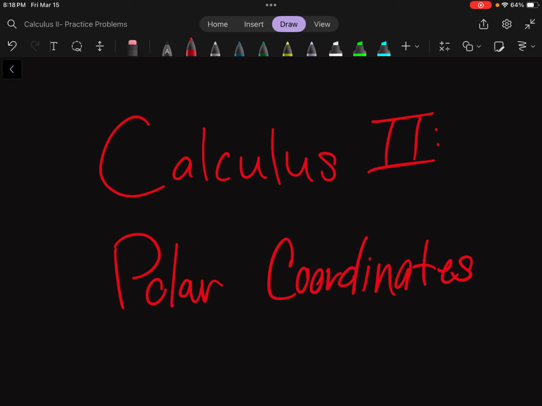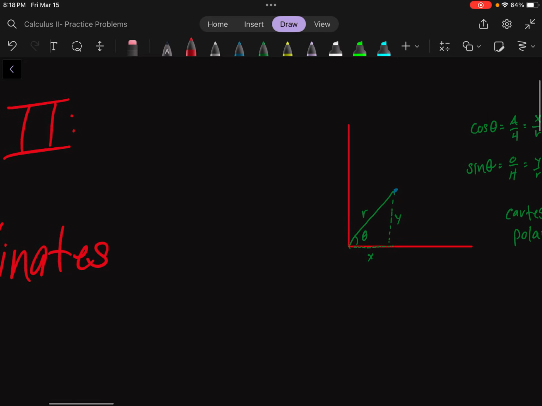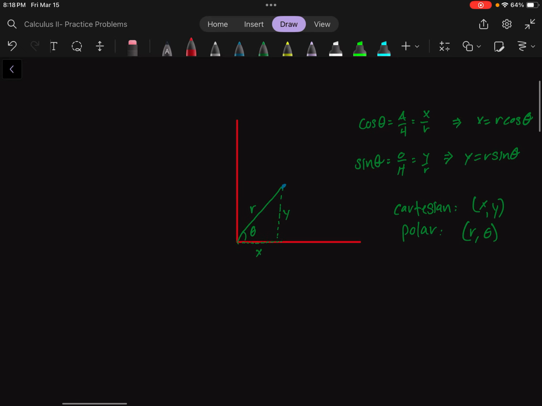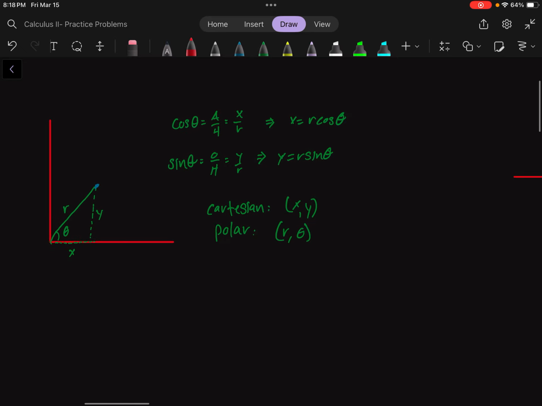Today we're doing some more Calculus 2 practice problems looking at polar coordinates. What are polar coordinates? Polar coordinates are a new way to describe a point. Instead of x and y, the horizontal and vertical displacement from the origin, we now express it as r, theta, where r is the distance from the origin to the point, the direct distance, and theta is the angle that position vector will make with the x-axis.